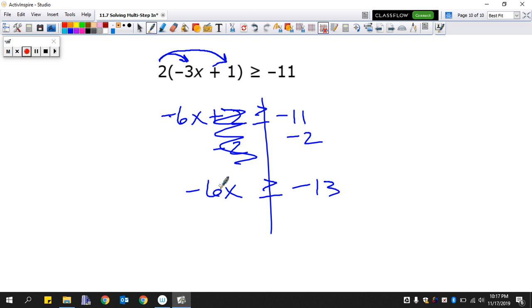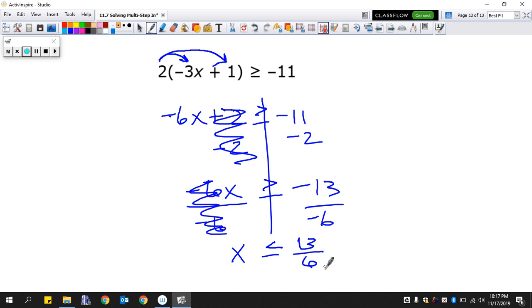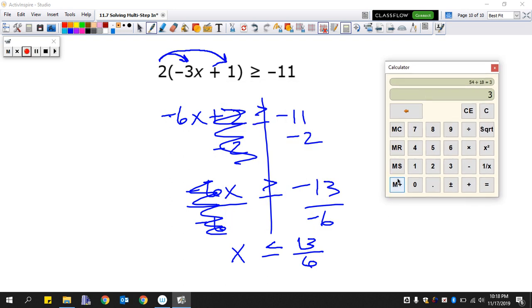All right, divided by negative 6. Now we divided by a negative number here, so that means we have to flip the inequality symbol around. So x is less than or equal to, a negative divided by negative is a positive, 13 over 6. And if we use a calculator, 13 divided by 6 is equal to 2.167. So x is less than or equal to 2.167. All right, round it off to three decimal places.